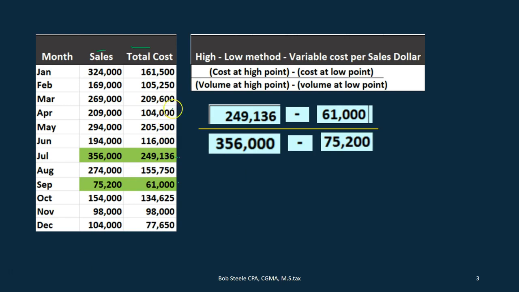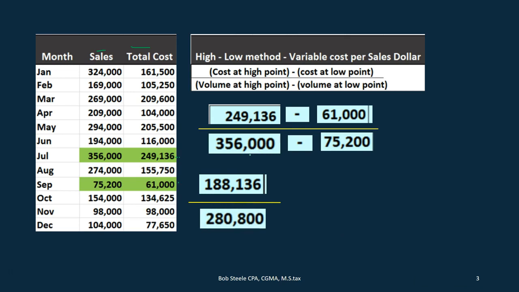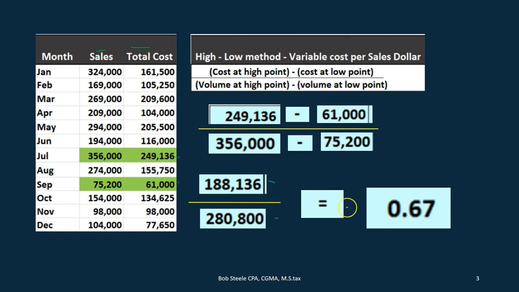Then if we do the subtraction in the numerator and the denominator, 249,136 minus the 61,000 is 188,136. Then the denominator, 356,000 minus the 75,200, gives us 280,800. If we divide this by that in a calculator, we get 0.67, or 67 cents. That's what we're going to use to allocate the variable portion.